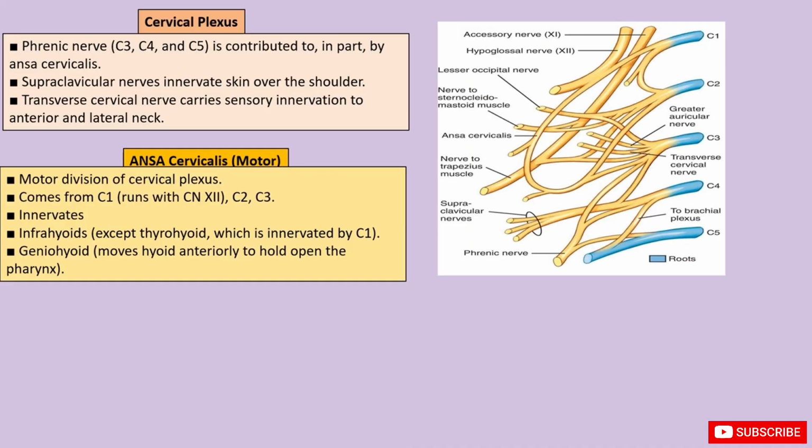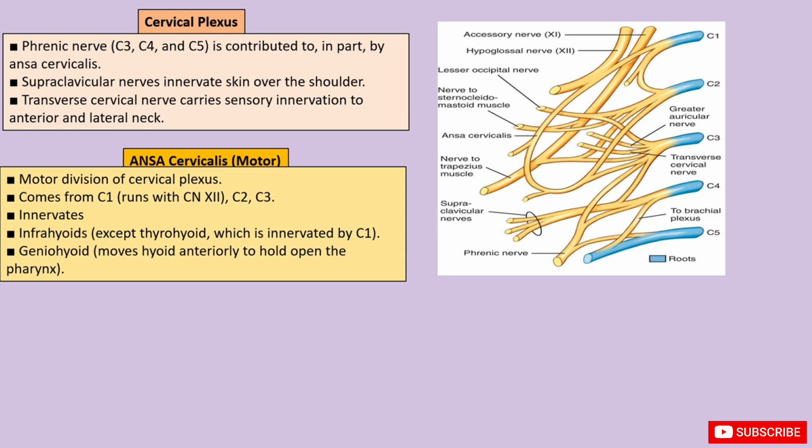So let us talk about the cervical plexus. The cervical plexus runs from C1 through C4. It is going to give cutaneous innervation to the skin of the neck, shoulder, and anterior upper chest wall. It is motor to the infrahyoid group of muscles and also motor to the geniohyoid.